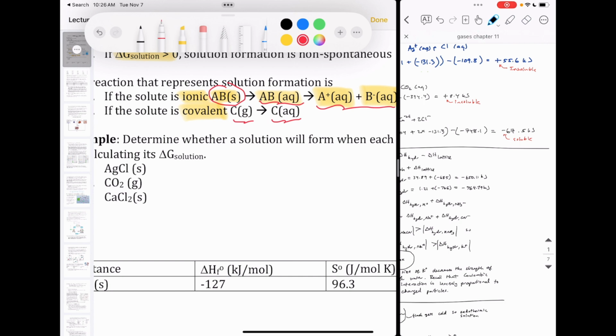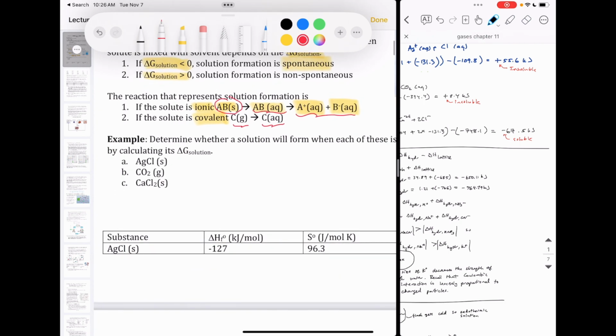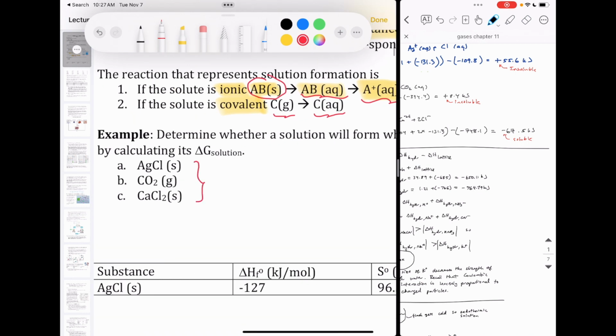Okay. So what we want to do now is do an example where we calculate the delta G of solution and use that as a way to predict whether a solution will form or not. So here I'm giving you three examples. Solutes AgCl and CaCl2 both are ionic solutes, and then CO2 is a covalent solute. They're in different states, but we can calculate their delta G of solution.